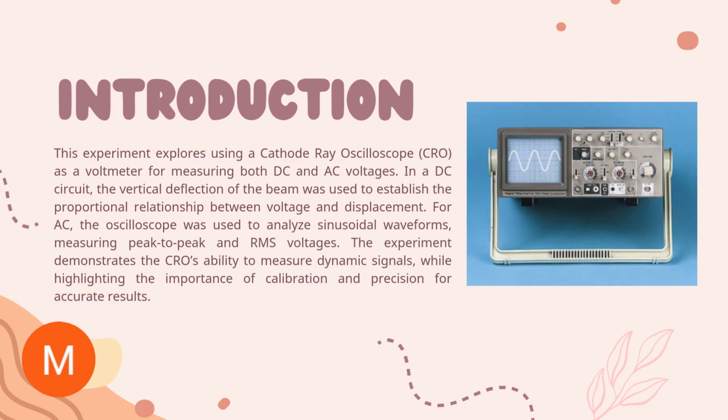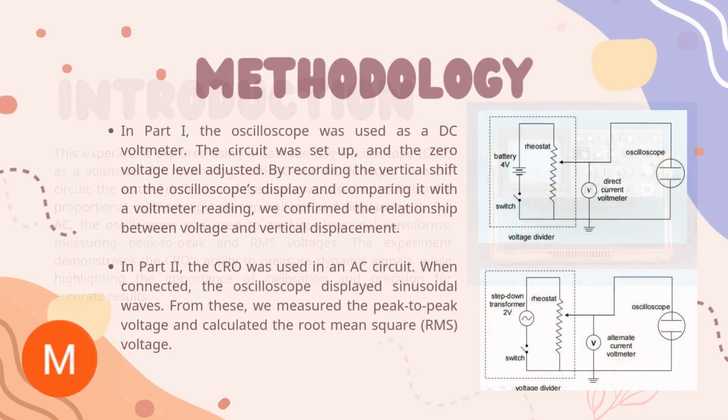In a direct current circuit, the vertical deflection of the beam was used to establish the proportional relationship between voltage and displacement. For alternating current, the oscilloscope was used to analyze the sinusoidal waveform, measuring peak-to-peak and RMS voltage. The experiment demonstrates the CRO's ability to measure dynamic signals while highlighting the importance of calibration and precision for accurate results. Next, how the experiment was handled.